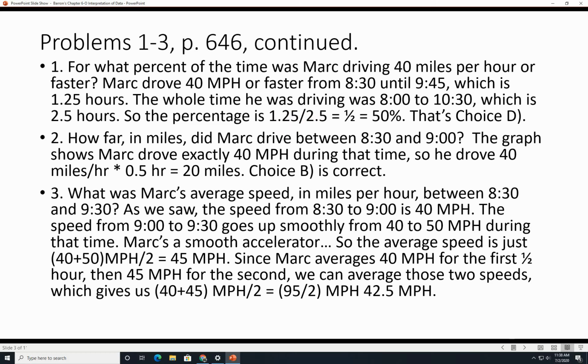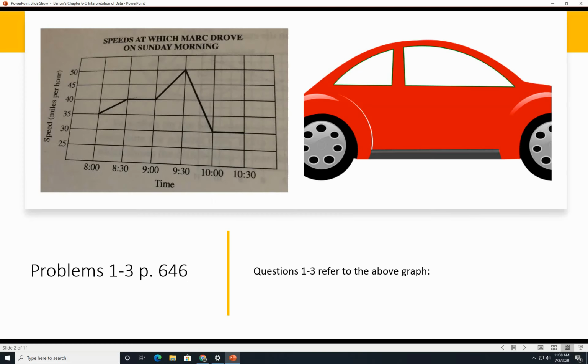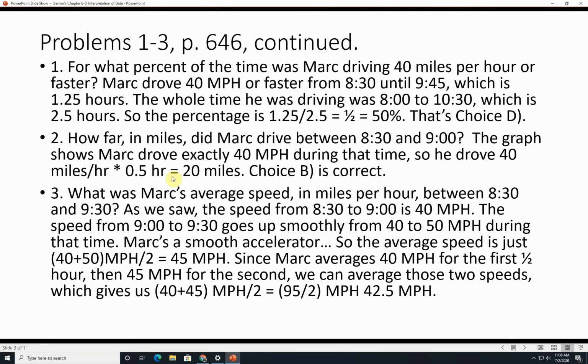Number 2, how far in miles did Mark drive between 8:30 and 9? The graph shows Mark drove exactly 40 miles per hour during that time. We can see 8:30 to 9, it's just a horizontal line, and it's on the 40 mile per hour line, so he drove 40 miles per hour. So he drove 40 miles per hour for a half hour, which is 20 miles. So choice B is correct.